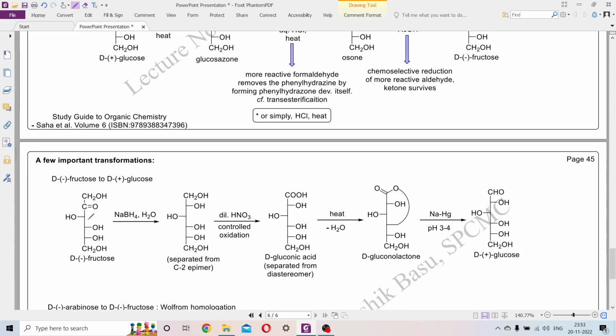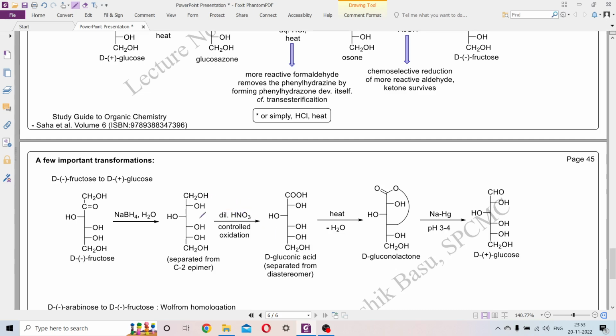Now that will be again a diastereoselective reduction, and it will lead to formation of D-glucitol and D-mannitol, because OH in Fischer projection will, in one molecule be on the right hand side, in the other molecule it will be on the left hand side. So we separate the mannitol from the glucitol because we are looking to synthesize the glucose. Then we do the dilute nitric acid oxidation.